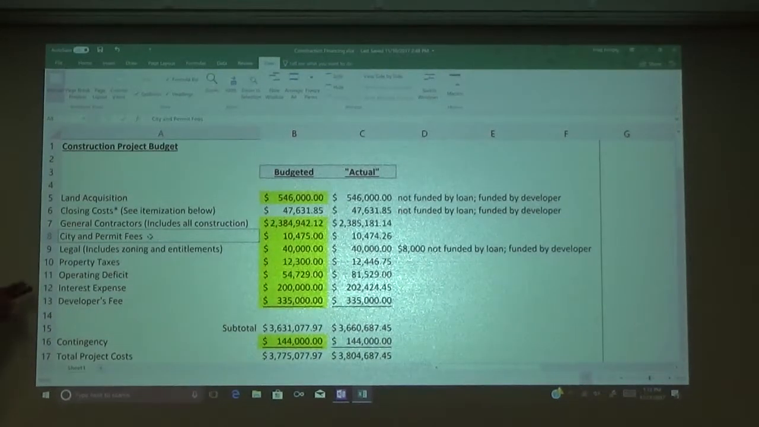Okay? And then the interest expense, that is simply, just like we were talking about with the previous example, simply the accumulation of all the construction interest. Okay? All right? And then the developer's fee. Well, that's definitely the one we're going to talk about.